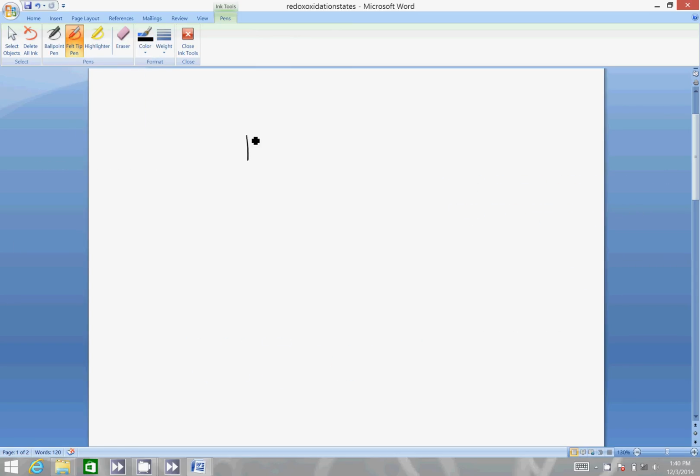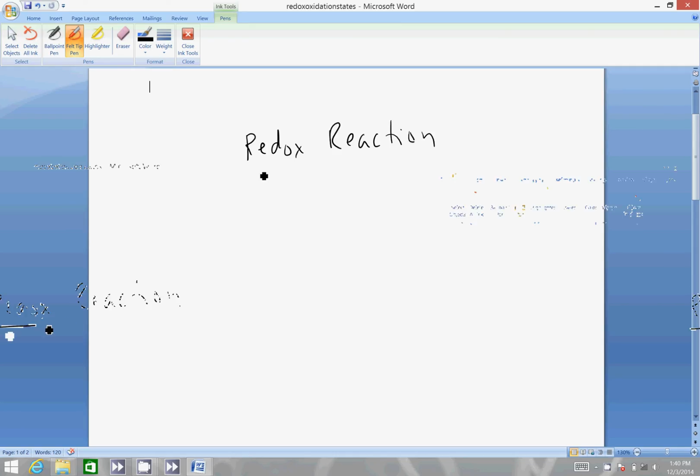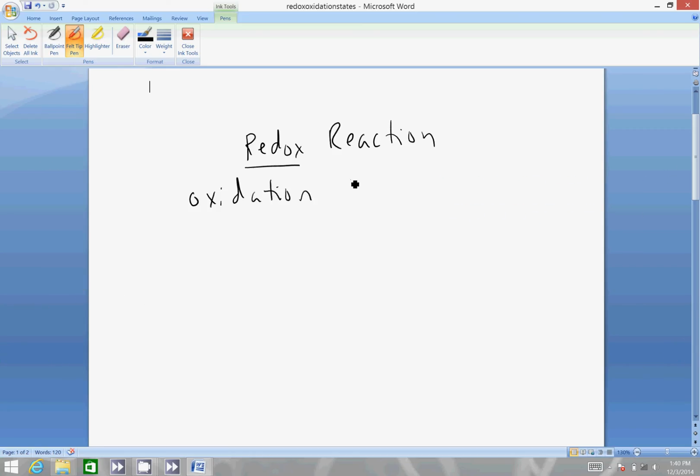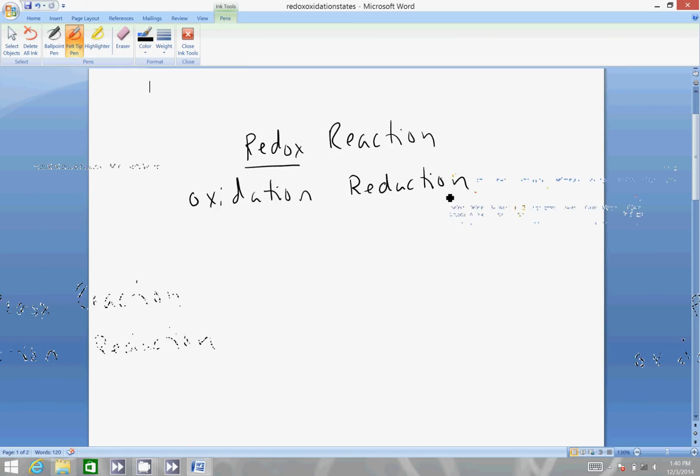So we have a redox reaction. What does that mean? Well, redox stands for oxidation reduction. In the old days, oxidation literally meant to gain oxygen, and reduction meant to lose oxygen. These particular definitions still work for some reactions. I mean, it's not false, but we've updated the definition and we haven't changed the name. So that makes the definition somewhat misleading.